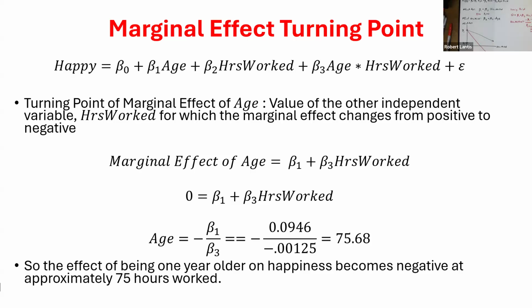Simply use the sum command. And then if I have people in my data set working more than 75 hours a week, is that a practical turning point? Well, it exists. For some people, that marginal effect would then be negative if I was working, say, 80 hours a week.